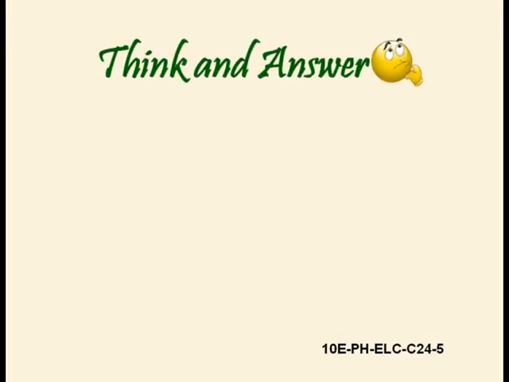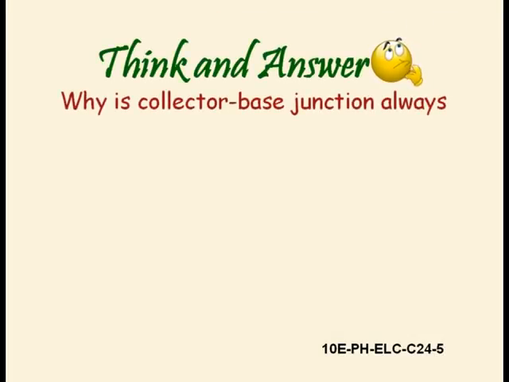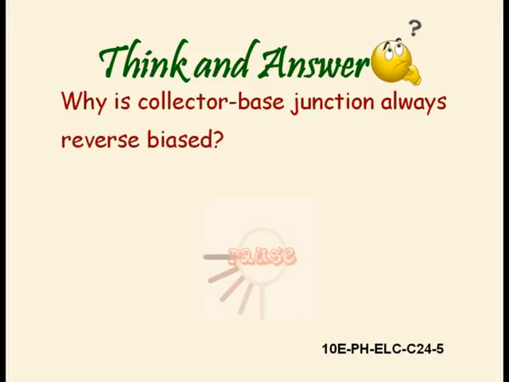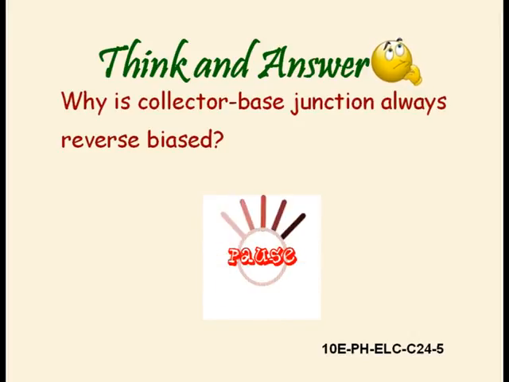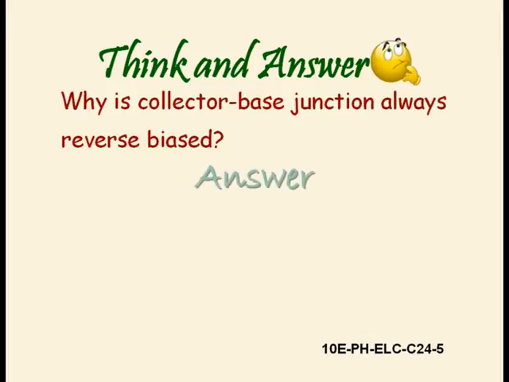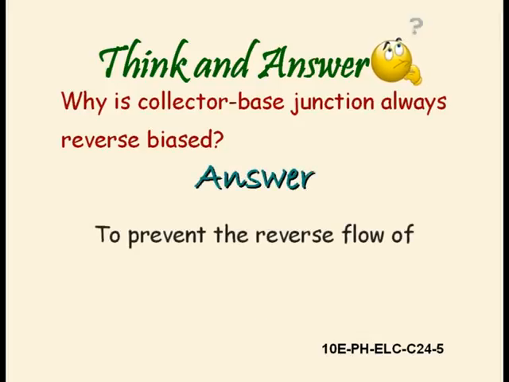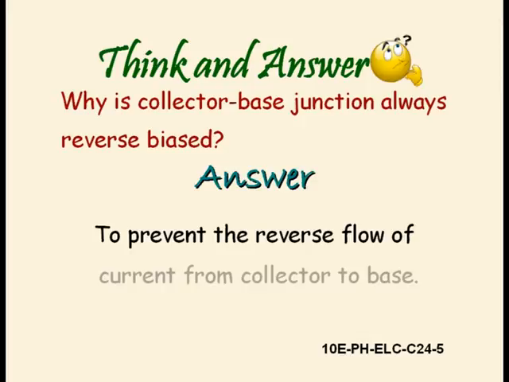Think and answer. Why is collector-base junction always reverse biased? Answer. The collector-base junction is always reverse biased to prevent the reverse flow of current from collector to base.